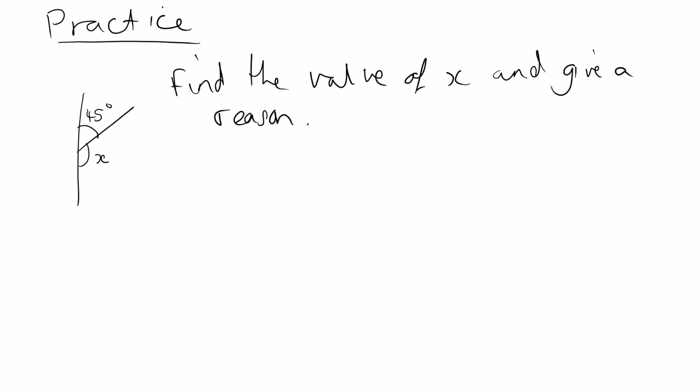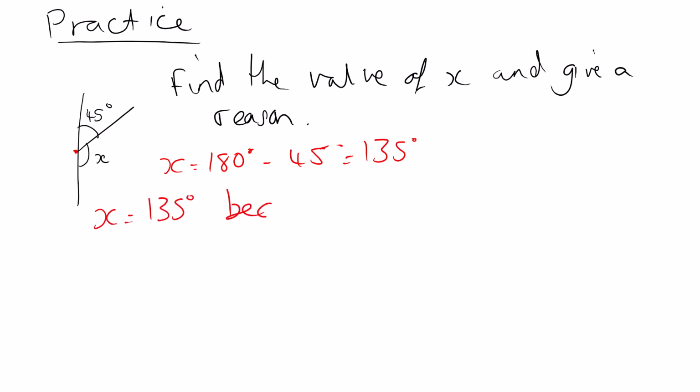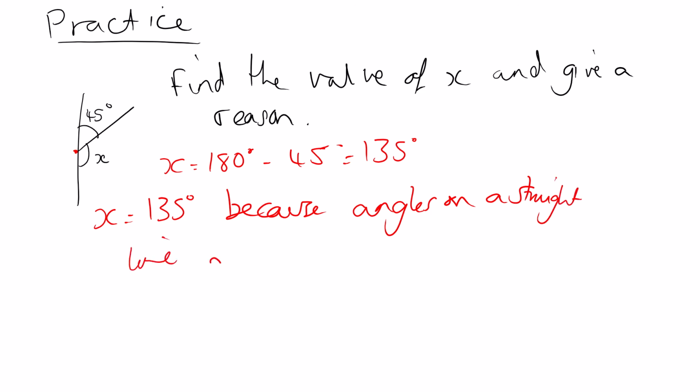Okay, let's have a quick look at this one. So we're going to work out the value of x. Remember, on a single point, so we've done 180 degrees minus 45, which gives us 135 degrees. So we now write our statement: 135 degrees, because angles on a straight line add to 180 degrees. And that's it.